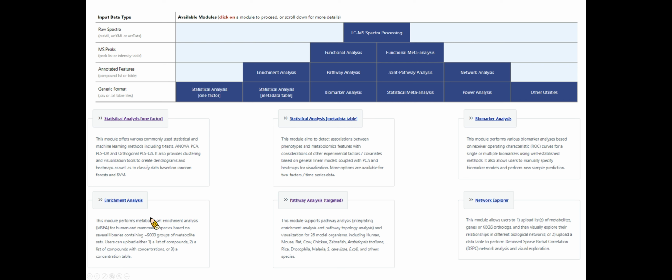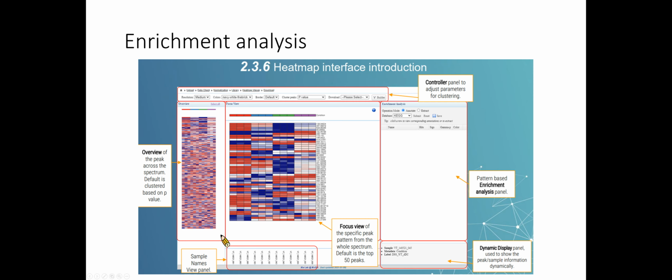MetaboAnalyst can fulfill a variety of different MSEA analyses. In the following slides, we will go through each tool individually. MetaboAnalyst supports the generation of a heat map, so we can visually compare the metabolite concentration and abundance across the samples.